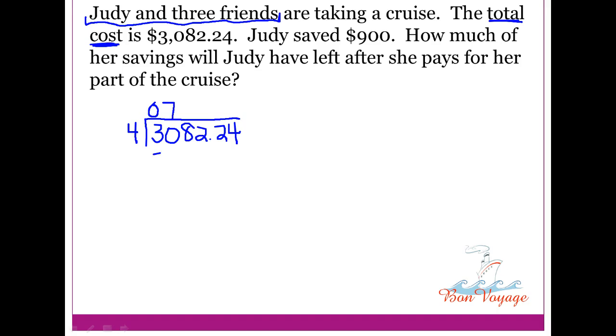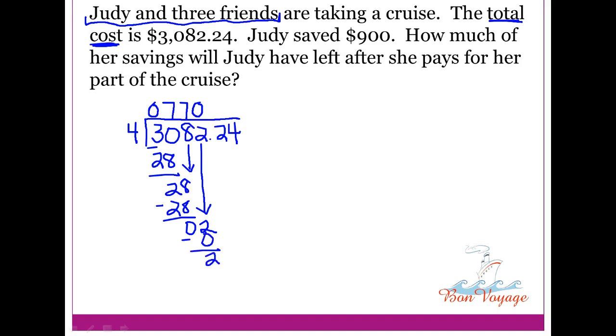7 times 4 is 28. So we subtract, and we have a remainder of 2. Bring down the next 8. 7 times 4 is 28. And after we subtract, we have 0. Remember to first bring down the next number, and this is where you have to be careful. 4 doesn't go into 2, but we can't just bring down the next 2 until we put something in the quotient. Since 4 goes into 2 0 times, we must write a 0 in the quotient. Then we are able to bring down the next 2.